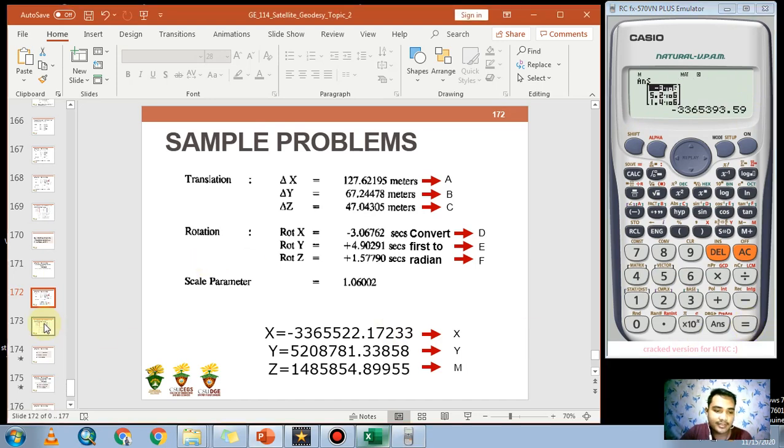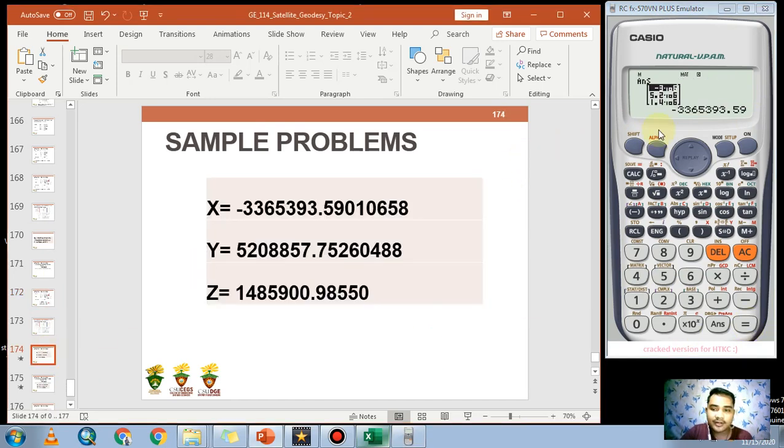Now check na to kung sakto ba ato ang answer. Alright, so negative 3365393.59. Sakto. So next sa Y, 5208857.753. Then last is sa Z, 1485900.985. Therefore, sakto ato ang sample. Sakto tong pag-solve sa sample problem number 2.